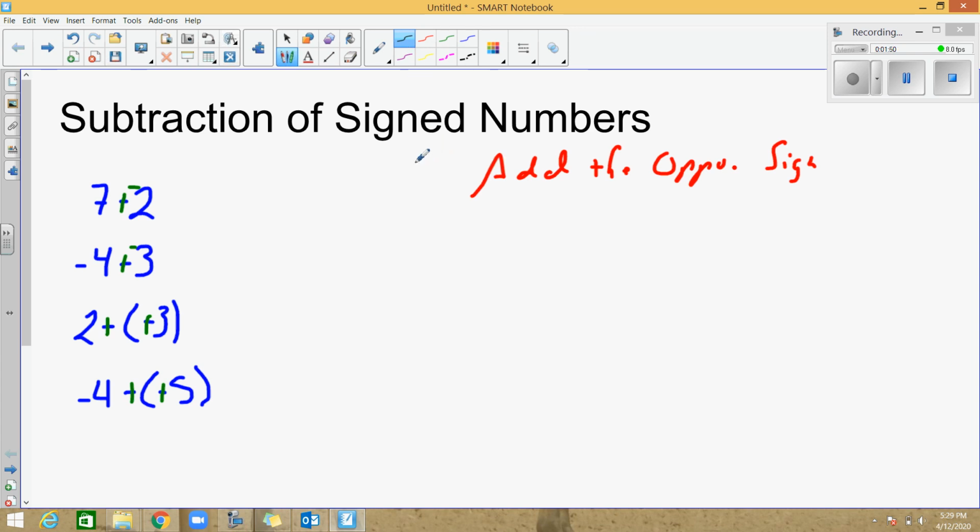So that's it, right? Subtraction of signed numbers. It's like arguing with our girlfriend. Even if we're right, we ain't done yet. There's a lot of reconciliation to go.